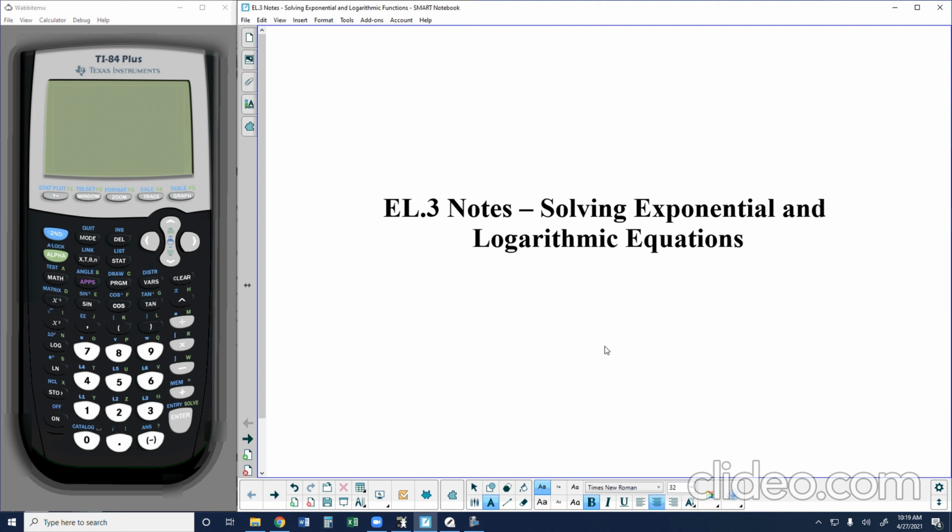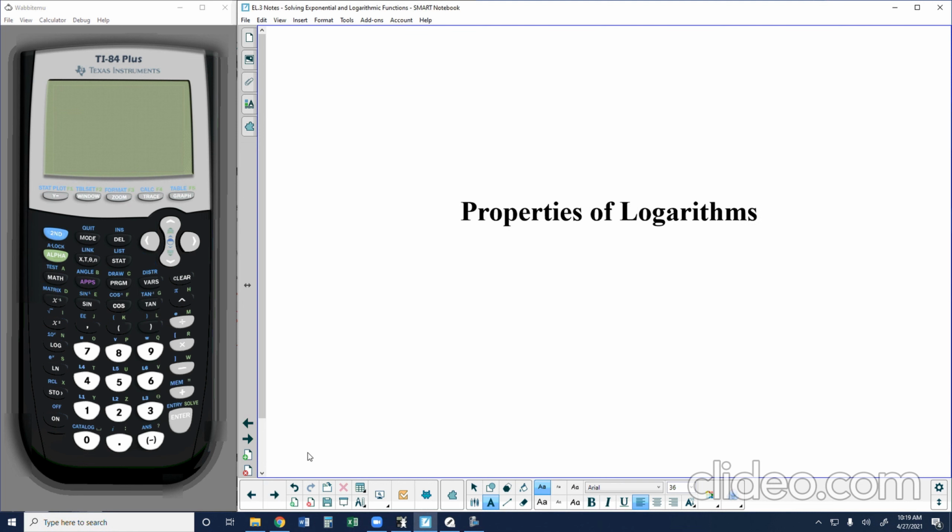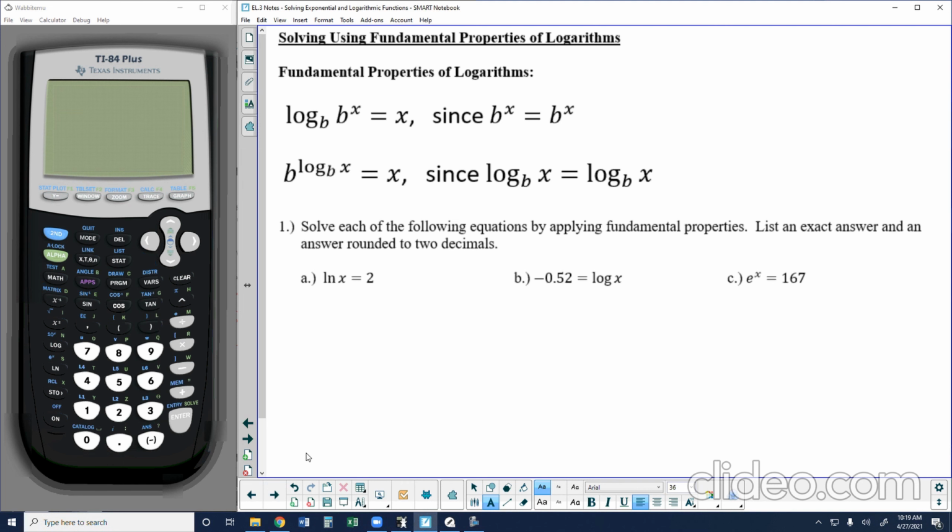Today we're going to get into a new section of notes which will deal with solving exponential and logarithmic equations. There's a variety of different techniques we're going to use in solving exponential and logarithmic equations, and the first of these techniques relies on some different properties of logarithms. So we have two fundamental properties of logarithms.